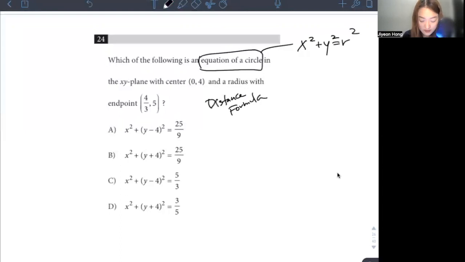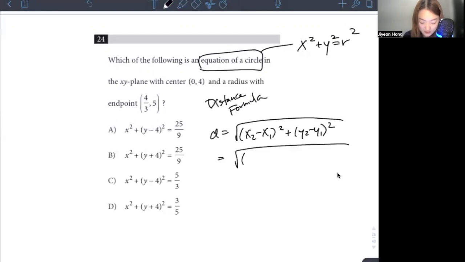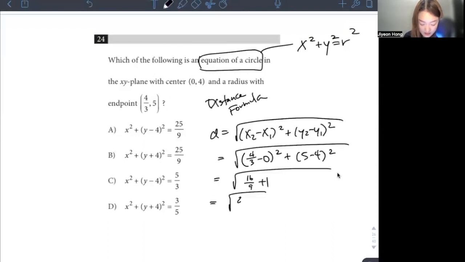So we're going to use the distance formula, because we want to find the radius. So d is equal to the square root of (x2 minus x1) squared plus (y2 minus y1) squared. I'm just plugging in the numbers that they gave us: (4/3 minus 0) squared plus (5 minus 4) squared, which is 16 over 9 plus 1, equal to 25 over 9, so the square root is 5 over 3. So this is going to be our radius.